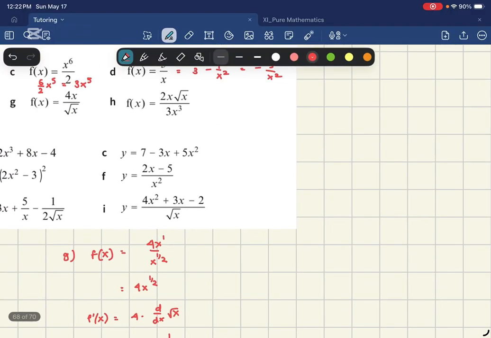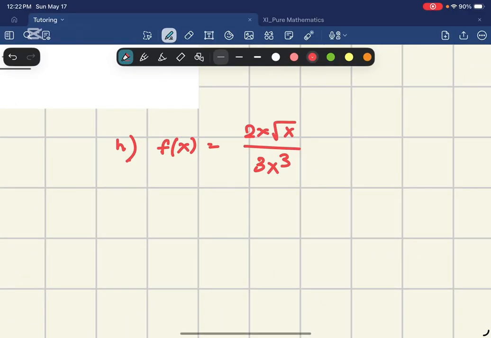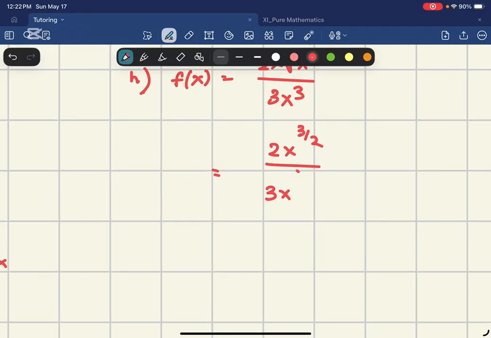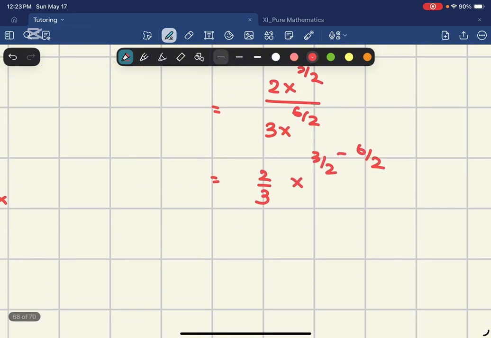And finally, we have h. So f of x is 2x square root of x divided by 3x cubed. So the numerator simplifies as 2x to the power 3 over 2, right? 1 plus half is 3 over 2, x to the power 3. So 3 is just 6 over 2. So you can keep 2 over 3, and then you can do 3 over 2 minus 6 over 2, right? So 2 over 3 times x to the power minus 3 over 2.